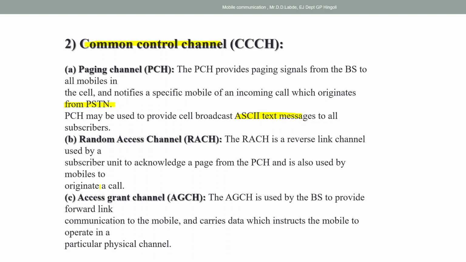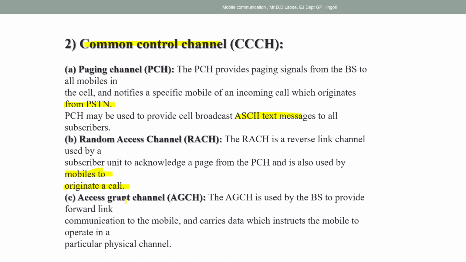Means when you are sending a message to any subscriber or mobile, an acknowledge will be sent from the subscriber unit in response to your PCH, okay, and it is used by mobiles. Basically your random access channel is used by the mobile to originate a call. Means when you are calling any subscriber, your base station will send a paging message. When your mobile receives that paging message, then you can initiate a call to that subscriber, okay.